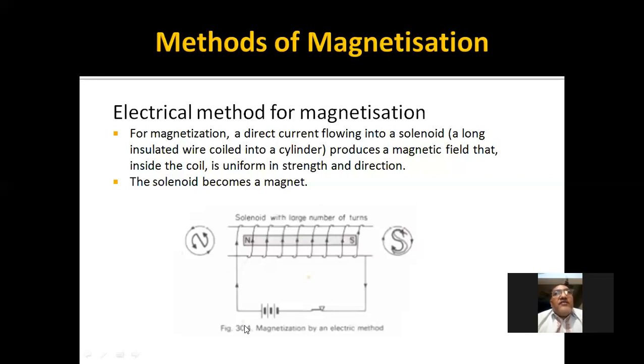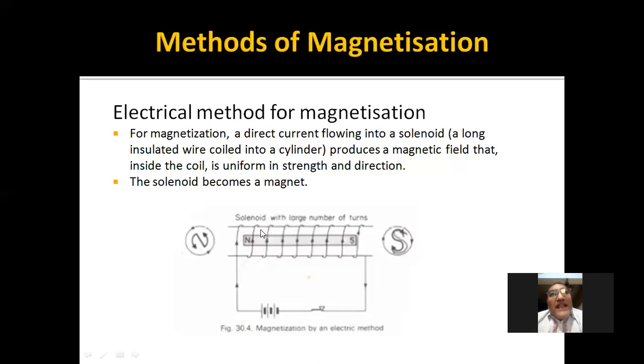In this chapter, in the next chapters and in your whole syllabus, the current we consider is conventional current. Conventional current means that the current flows from the positive terminal of the battery towards the negative terminal. So the current is flowing in this direction, and from here it's going back.